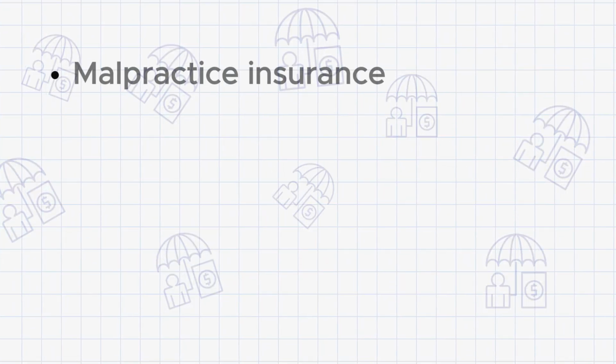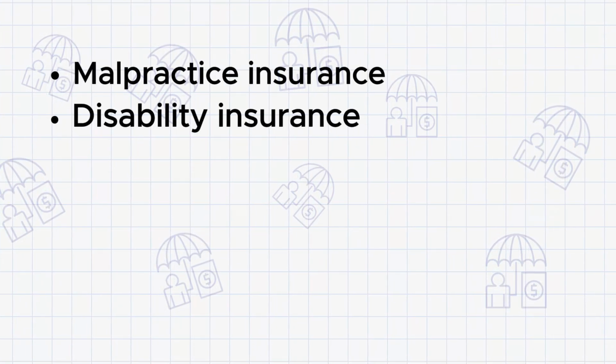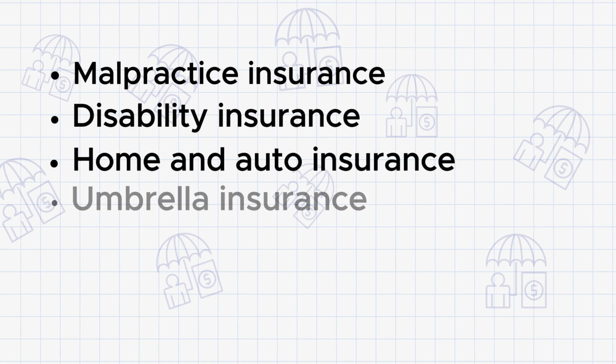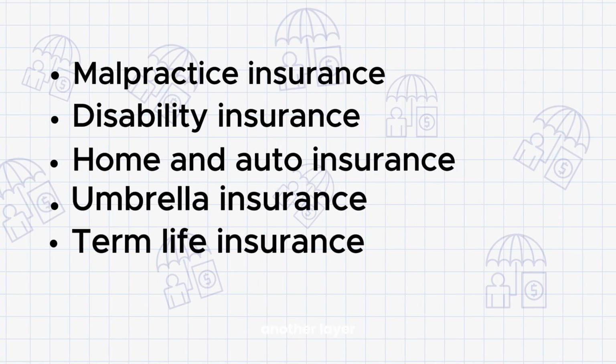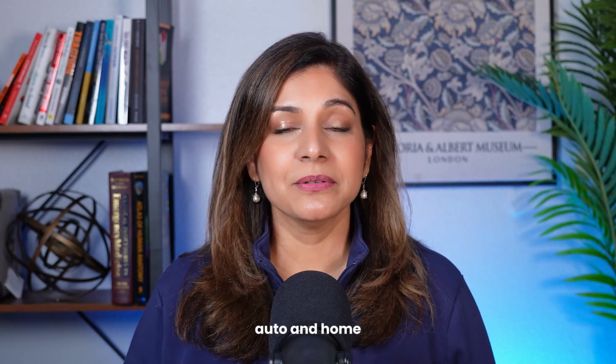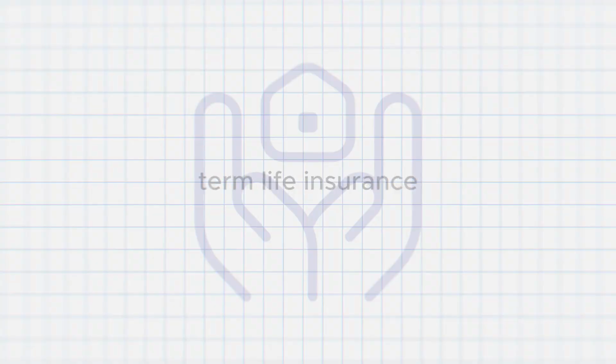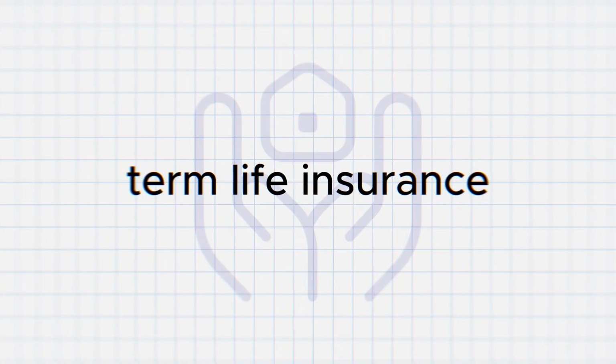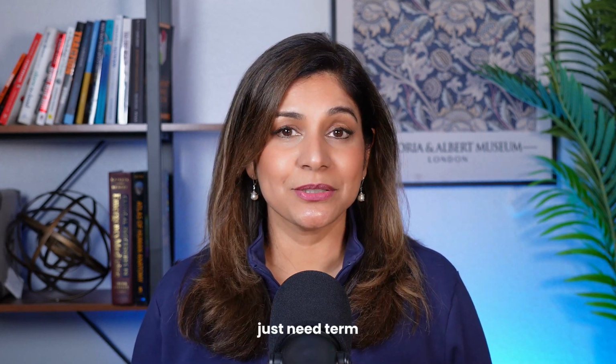And we need malpractice insurance, disability insurance, and we need home, auto, and of course, umbrella insurance, which is another layer of insurance beyond your auto and home insurance. And then you want to have life insurance if you have other dependents, and you don't need any kind of fancy life insurance, you just need term life insurance.